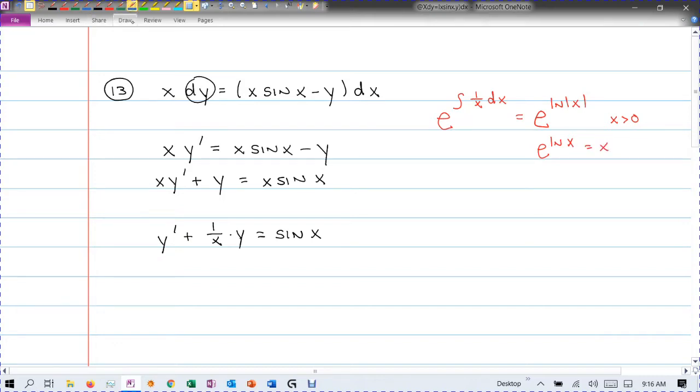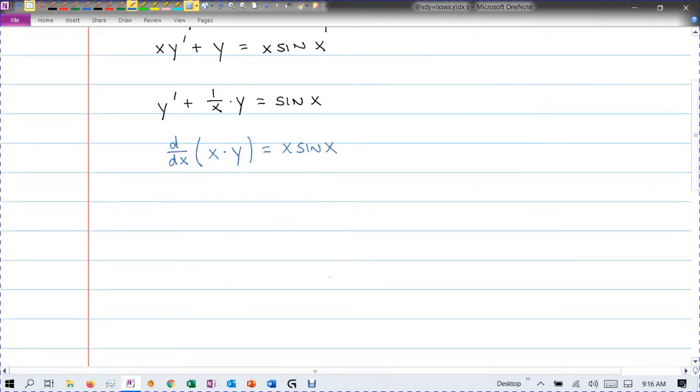So our integrating factor is x. So my left-hand side becomes the derivative of a product. It's my integrating factor times y. And then my right-hand side is sine x times my integrating factor, so I'm going to write x sine x. All right, and now we will integrate both sides with respect to x. The left-hand side is just the product, x times y. And the right-hand side is this integral, which we're going to need to do something to.